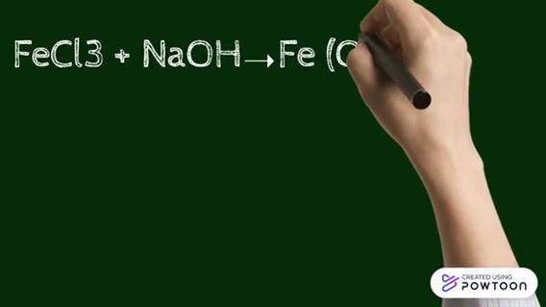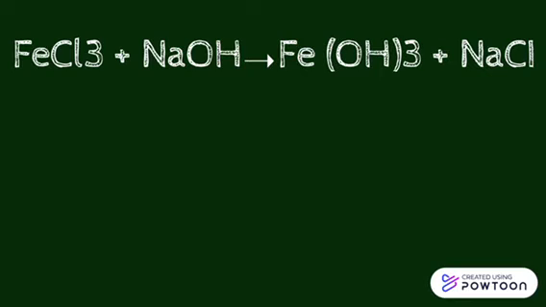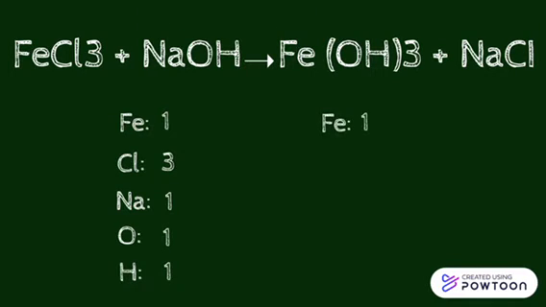This equation has 5 different elements in it, and it also has parentheses. First, the number of atoms on the left side. Iron, we have 1, chlorine, 3, sodium, 1, oxygen, 1, and hydrogen, also 1. On the right, we have Fe1, and then we've got the parentheses. The parentheses mean that everything inside here is multiplied by 3. So we have O times 3, which is 3 O's, and H times 3, that is 3. Then we have Cl and Na that are 1.